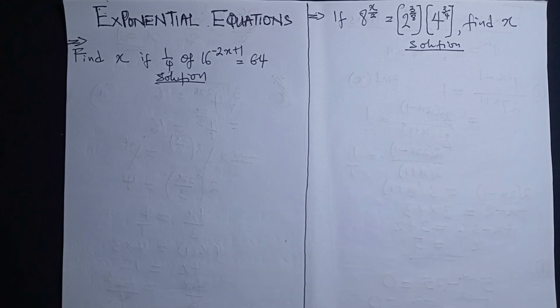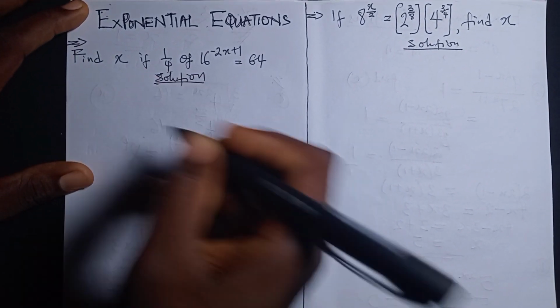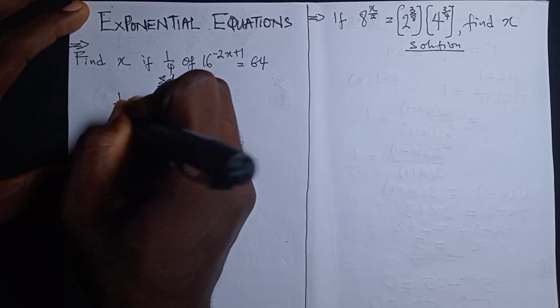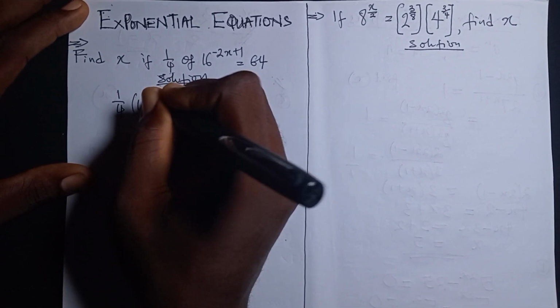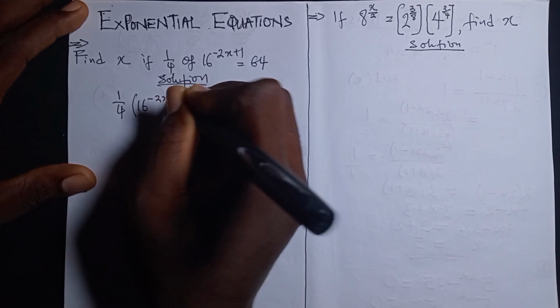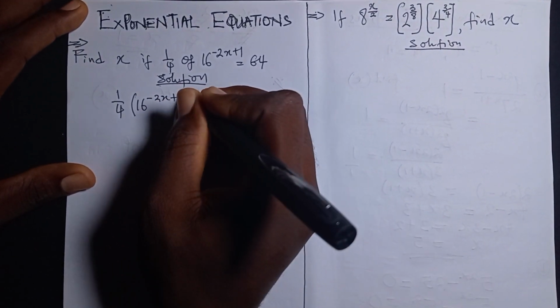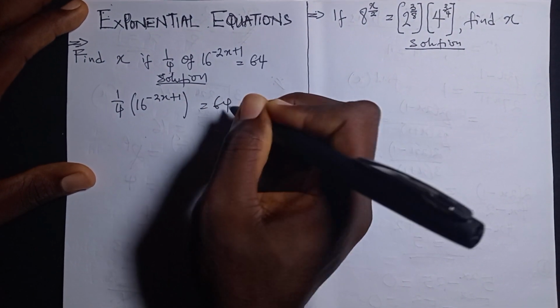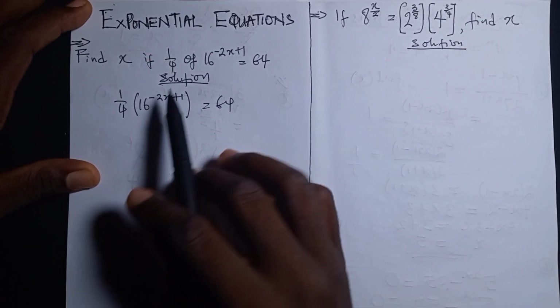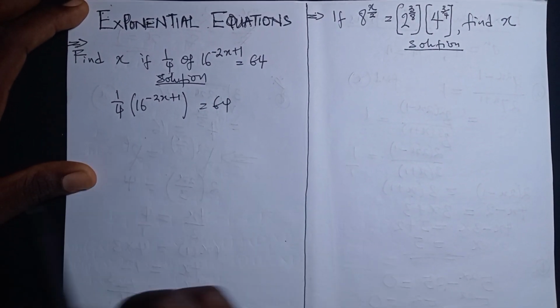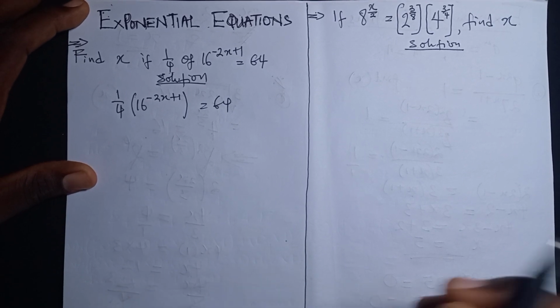So remember, in BODMAS, 1 over 4 of means in bracket. So here we have 1 over 4 in bracket 16 raised to power minus 2x plus 1 equals to 64. So "of" in BODMAS means everything is enclosed in what? In the bracket.